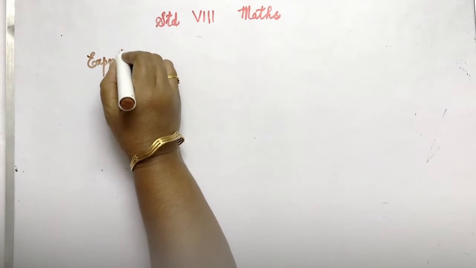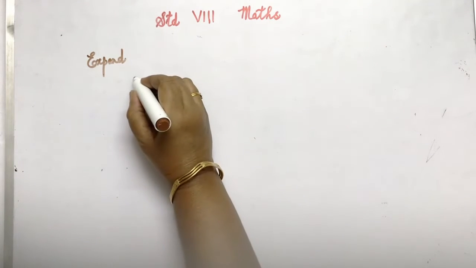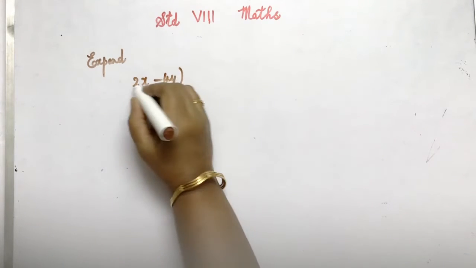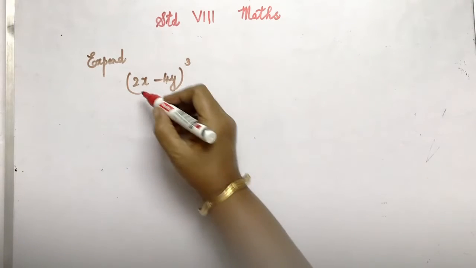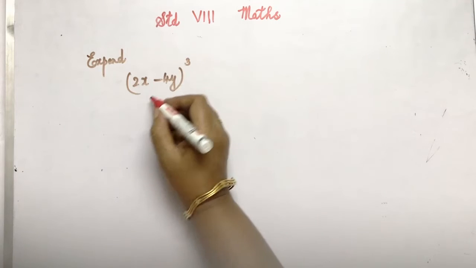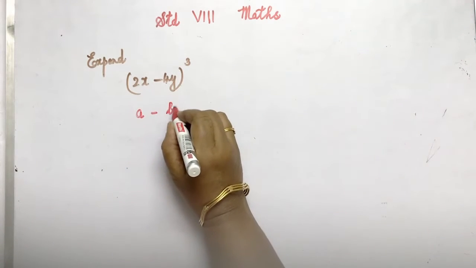Expand (2x - 4y) whole cube. Here also first we have to find out which identity we have to use. Inside the bracket we have two terms with a minus sign. So the identity to be used is (a - b) whole cube.